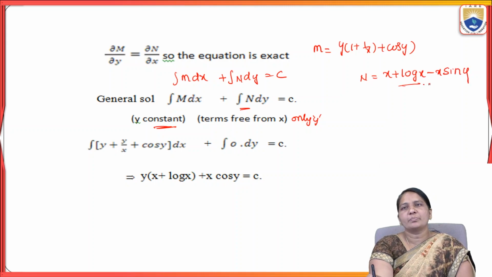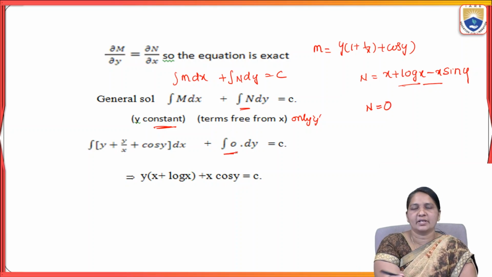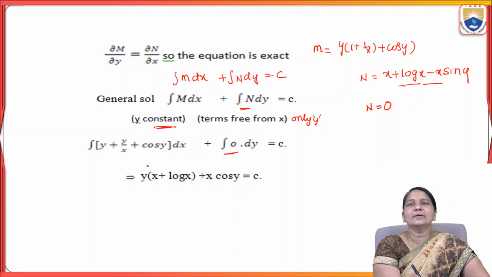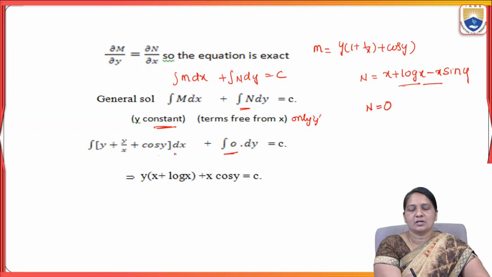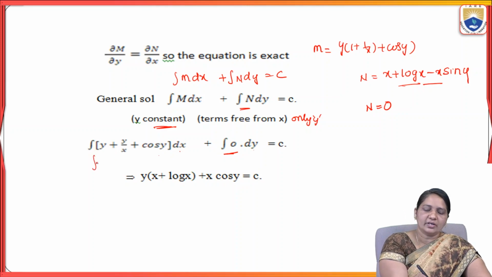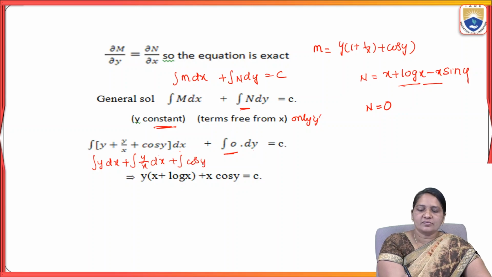Here there is no separate y term, and there is no possibility to separate a y term in the given N value. That's why we are taking N as 0. So we replace the N value with 0, and the M value is y into 1 plus 1 by x. We write y plus y by x plus cos y into dx plus 0 into dy equal to c. So we are integrating y dx plus integral y by x dx plus integral cos y dx, plus 0, equal to c.